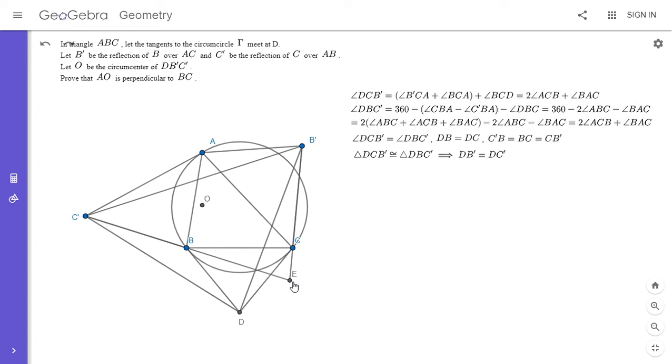And then there's a theorem that says that DEB prime C has to be cyclic. And that might come in handy because we know that O is the circumcenter of DB prime C prime. So if we can find one other point on the circumcircle, maybe that would help solve the problem. So I'm going to prove that E is actually on the circumcircle. It's just an angle chase.